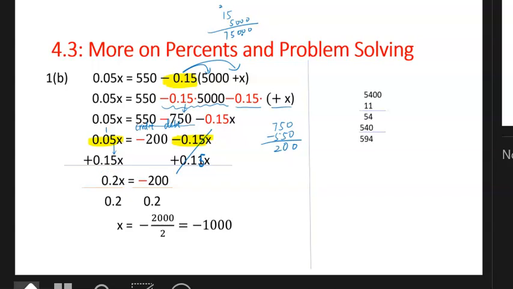Now we just get rid of 0.2 by dividing both sides by 0.2. So we have negative 200 divided by 0.2. And we can move the decimal point one place to the right. So we have 2,000 divided by 2, which is 1,000. Since negative divided by positive is still negative, we have the minus sign in front of it.